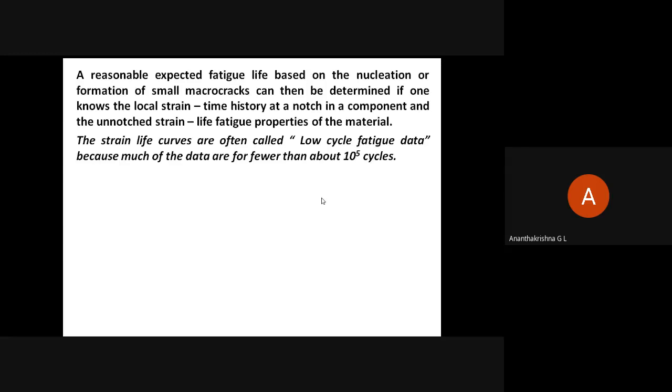So a reasonable expected fatigue life based on the formation of small microcracks can be determined if one knows the local strain time history at a notch, that is near a hole or a groove or a slot or a keyway, in a component, and then we can predict the fatigue life of the component. And strain life curves are often called low cycle fatigue data because much of the data are fewer than 10 power 4 or 10 power 5 number of cycles. Please note down this much.